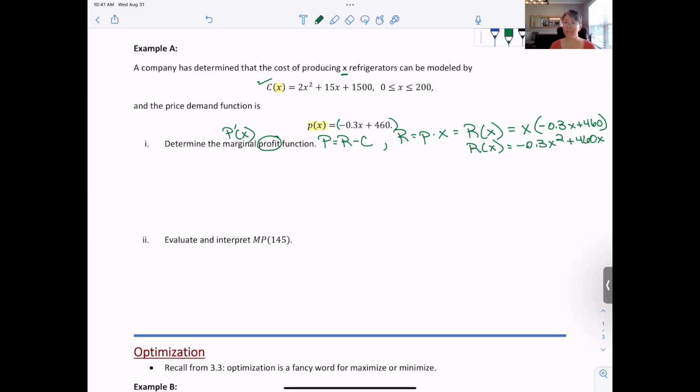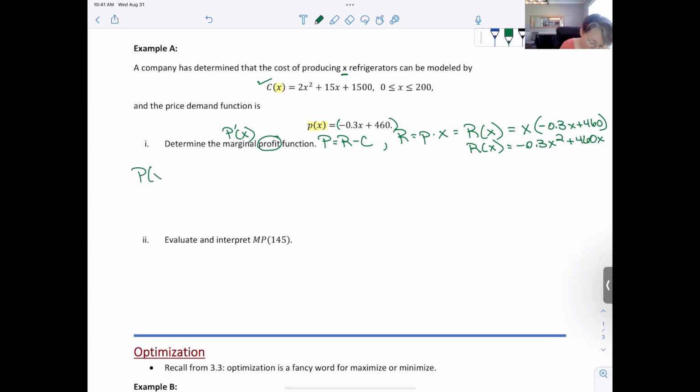So be sure that you follow that logic. You can't memorize every type of problem. You have to analyze it. What are they asking me for? What did they give me? What am I missing? Okay, so now that we have the revenue, we can't do our marginal yet. We still have to find the profit function.